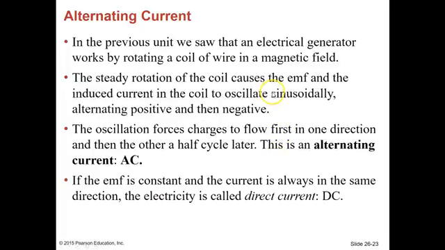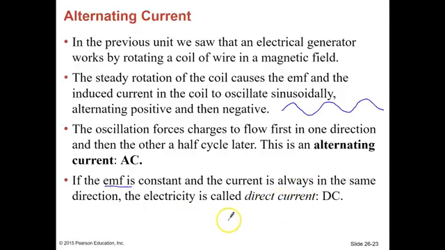So in the previous unit, we saw that a generator works by rotating a coil of wire in a magnetic field. That makes an EMF. And when it does, it creates that sinusoidal current and voltage that you saw. So this oscillation causes charges to flow first in one direction and then the other direction a half cycle later. So we call this alternating current. If the EMF is constant and the current is always in the same direction, then we call this direct current.